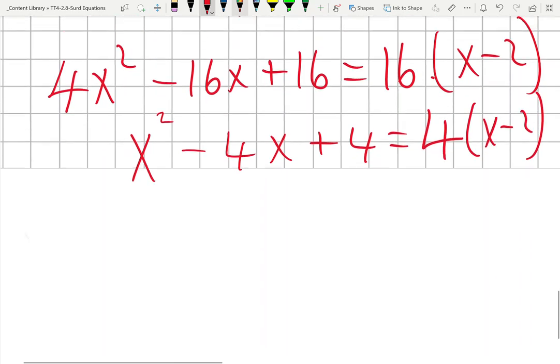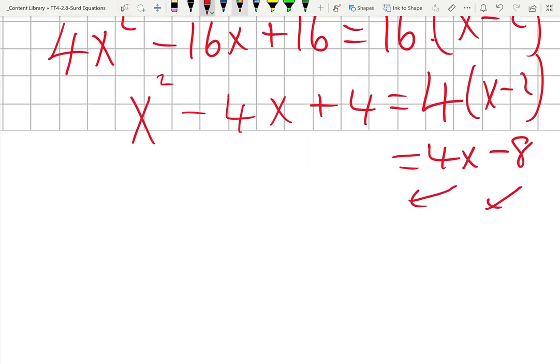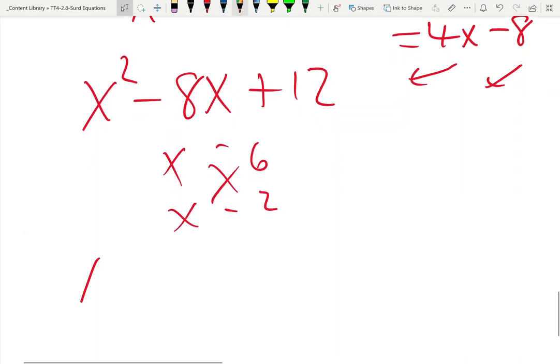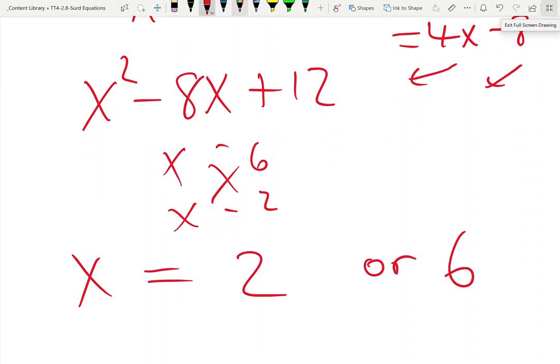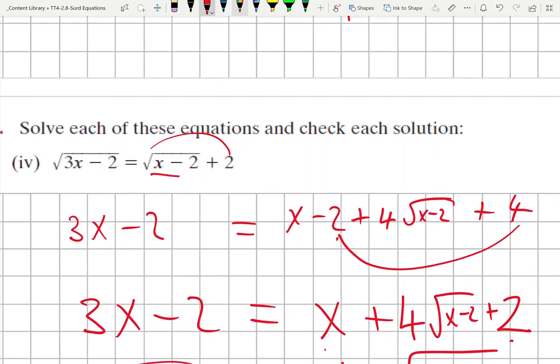Okay, and we do that distribution, we should have done it a while ago, equals 4x take 8. Now we'll bring terms back. Now we look for two numbers that multiply to 12 and add to 8. Okay, so x candidates are 2 or 6, but they both must be checked. 2 or 6. Putting 2 in, we're getting 2 on the left.